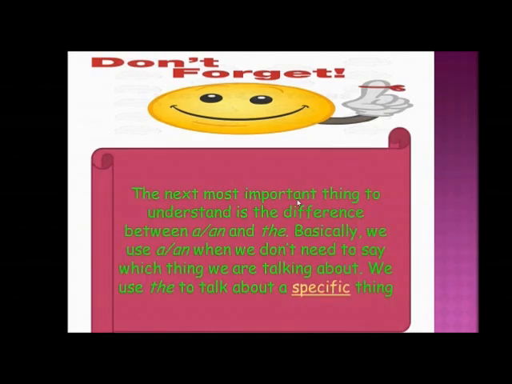The next most important thing to understand is the difference between a, an, and the. Basically, we use a and an when we don't need to say which thing we are talking about. We use the to talk about a specific thing. So this is the difference between a, an, and the. A, an is for something where it is not important to say which thing we are talking about, but the is for a specific thing.